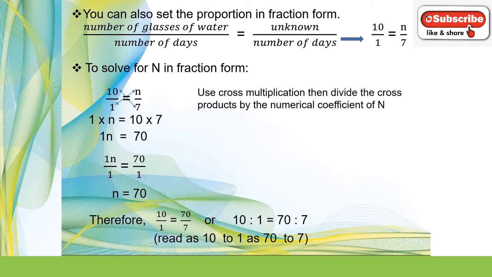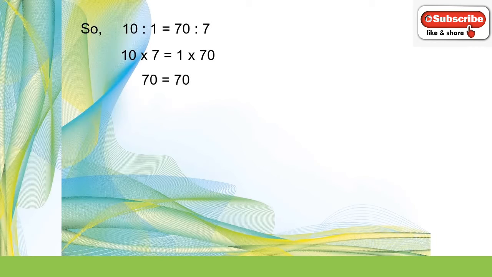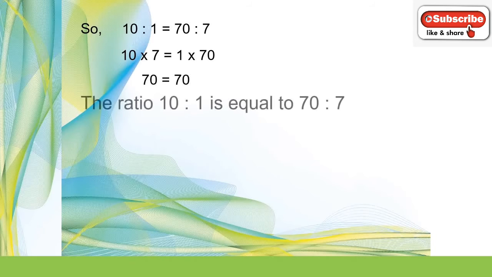Therefore, 10 over 1 is equal to 70 over 7, or 10 is to 1 equals 70 is to 7. Read as 10 to 1 as 70 to 7. So, 10 is to 1 as 70 is to 7. Multiplying the extremes, 10 times 7, and multiplying the means, 1 times 70, the product is the same, 70.